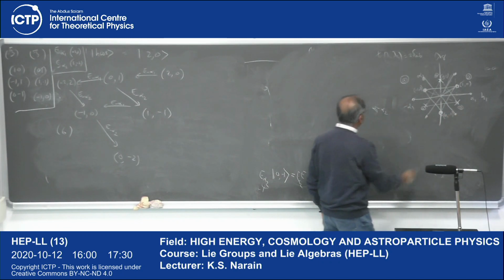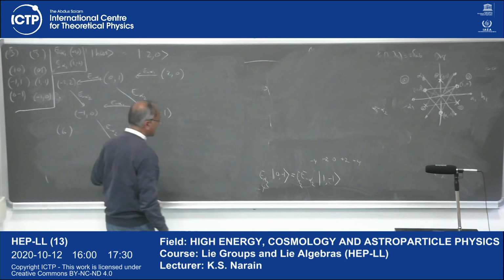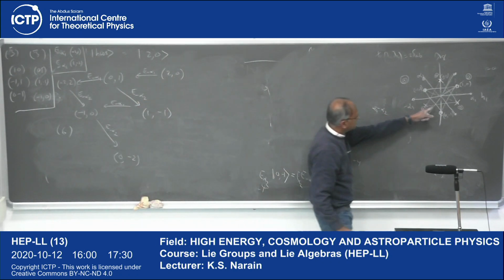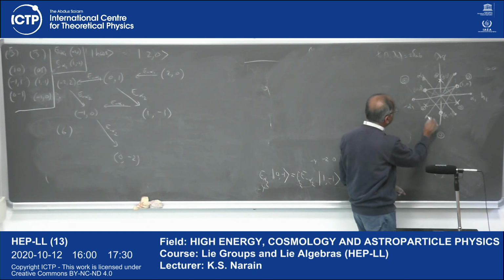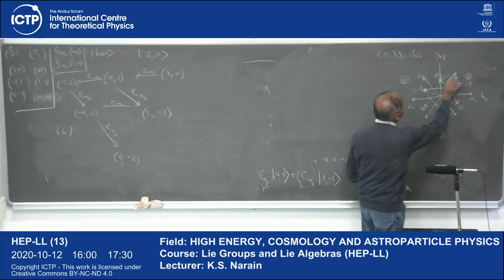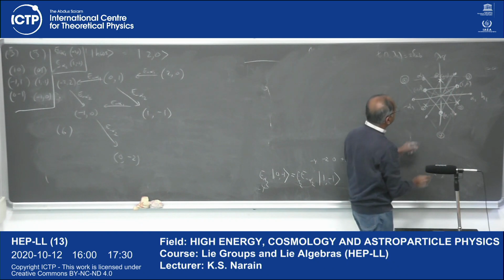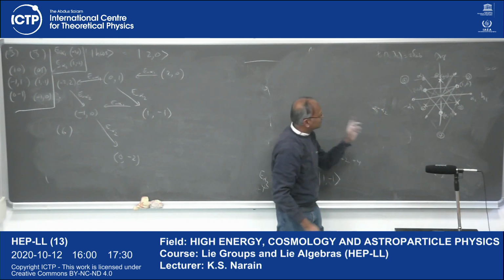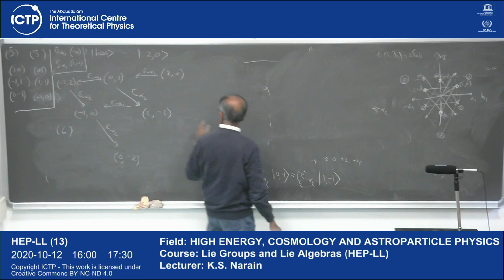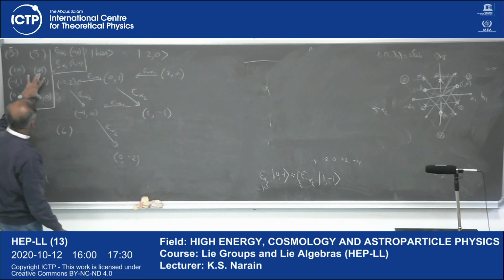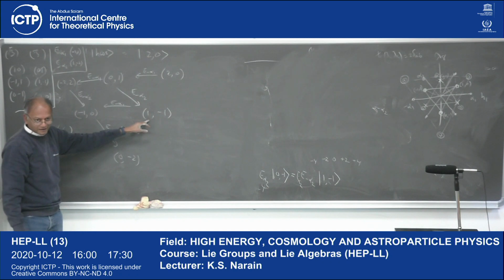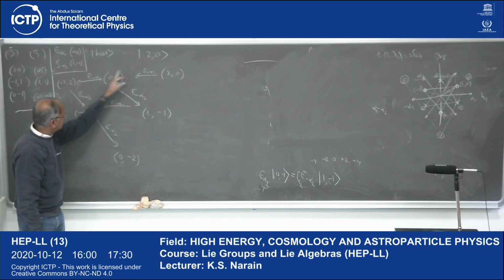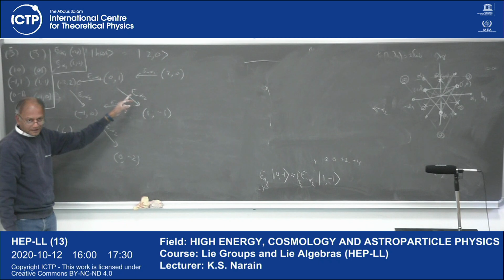And finally, the last one is 0, minus 2, which is double of that. So it comes here. There's again a triangle here. But you see that these three weights already appear here. These are these three weights. But now it's in a different representation.